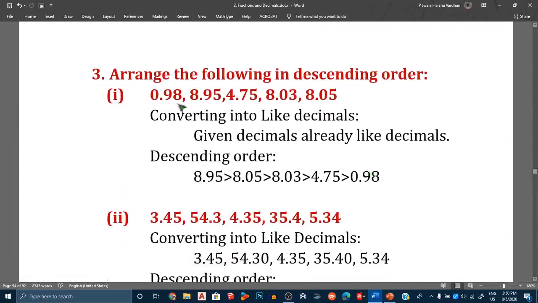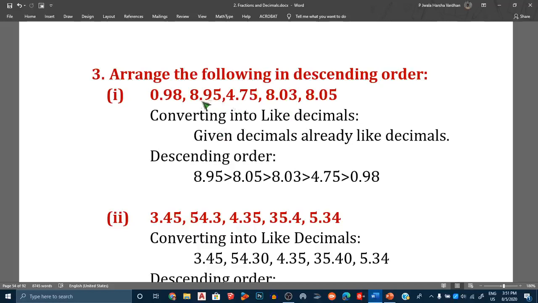So 0.98, 8.95, 4.75, 8.03, 8.0. Almost all the numbers have the same number of digits, so these are all decimals already. Now you can compare the whole number part. Here it is the descending order, meaning greatest to smallest, you have to write.